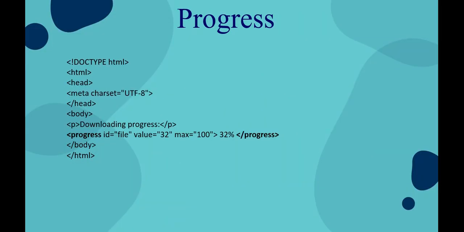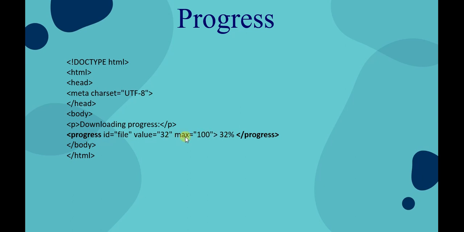Then progress means, some of the websites will say as it is loading, up to 100%, 80% is completed, likewise. So to include this process in HTML we can use the tag called progress. Okay, progress, open it and close it. You can insert the text which you want to display in the web page, 32%. Okay, I gave some id, we can see this in future. Then value of 32, maximum is 100.